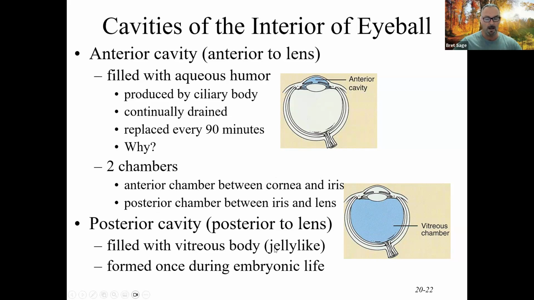It's filled with the vitreous body, which is jelly-like, and it's formed once during embryonic life. So this isn't replaced because all the cells behind it have access to blood vessels, nutrients, and oxygen. So the whole front of your eye does not have blood vessels because that's the pathway of light. You can't have blood vessels running through the lens or the cornea; the red blood would block the light. So all of these structures get their nutrients from this fluid, whereas all of the cells on the back of the vitreous chamber receive their blood, their nutrients, through blood vessels.